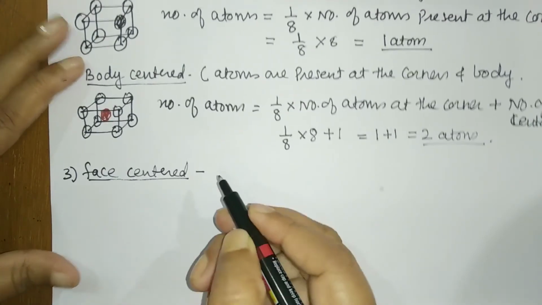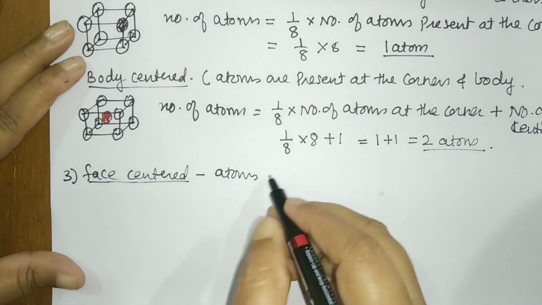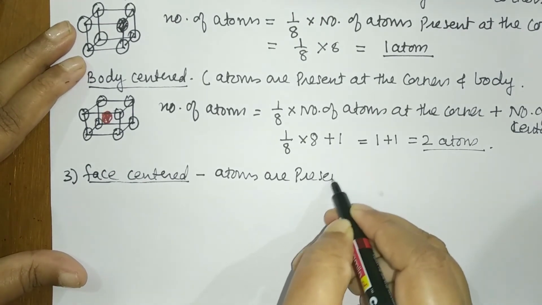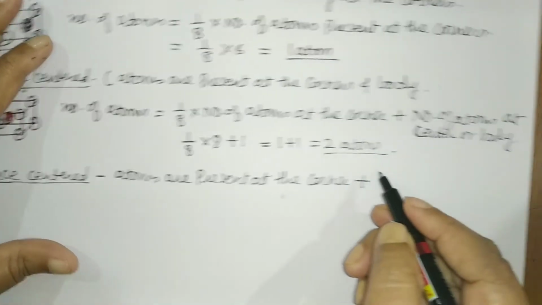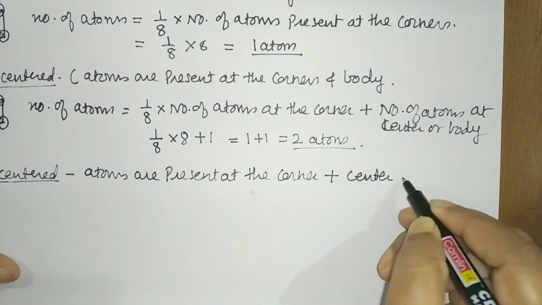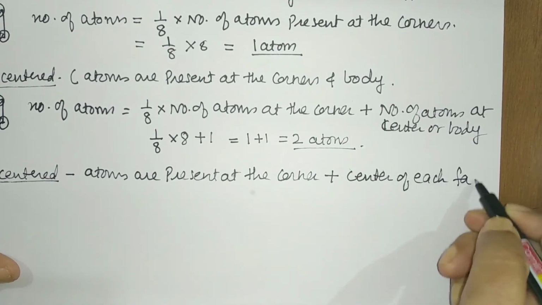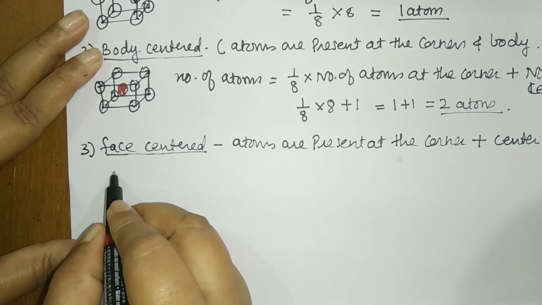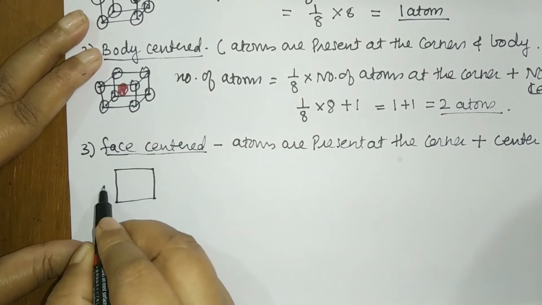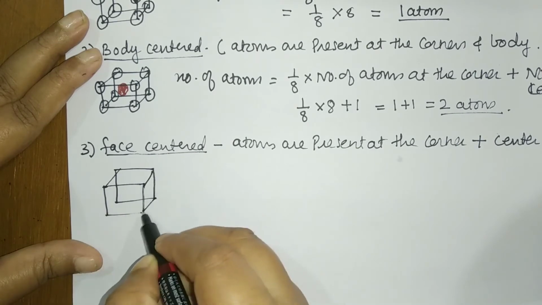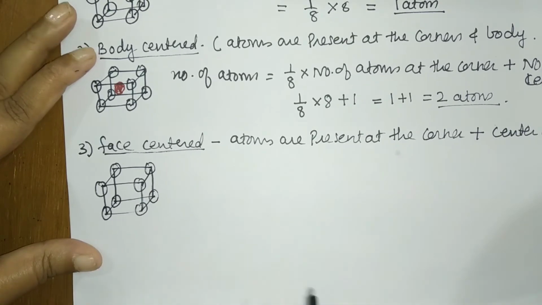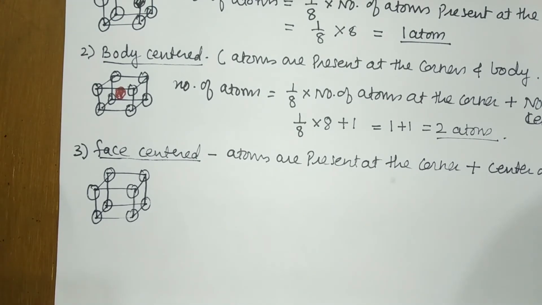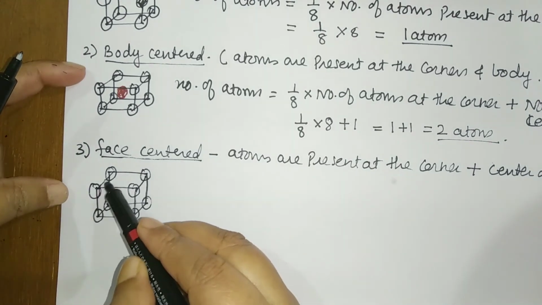Now what is there in face center, student? Atoms are present at the corner plus atoms are also present at the center of each face. Now where is the face? For that, let us draw the diagram here. If I show the diagram of the unit cell, I am showing the 8 atoms at the corner, same like what we have seen for the previous 2 unit cells. Now where will I locate the face atom here, student? If I want to understand where is the face, this is the face I am talking about.